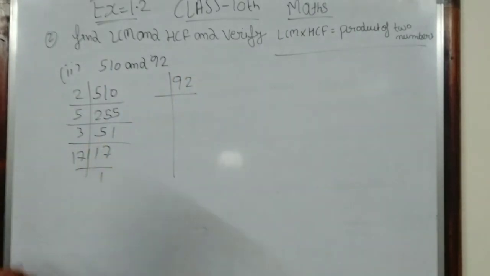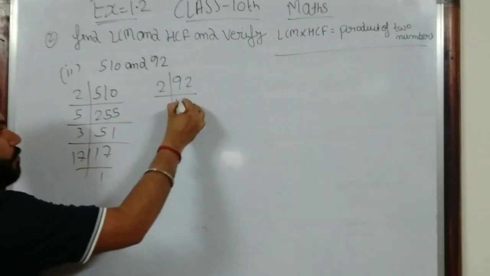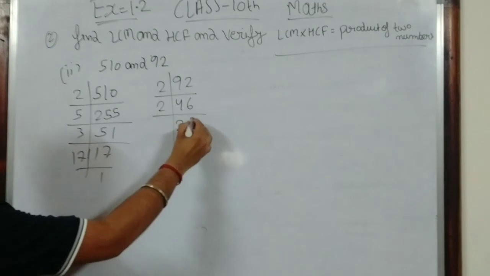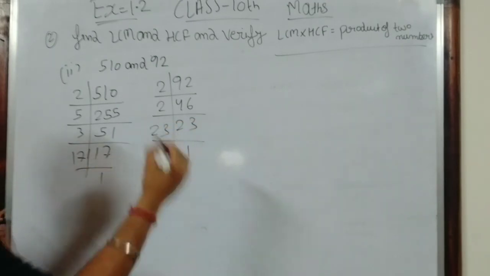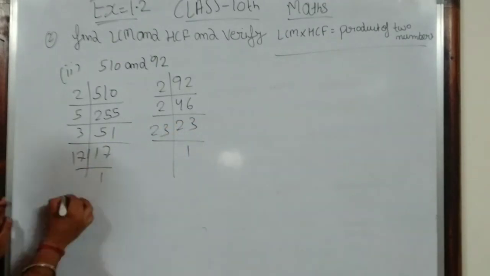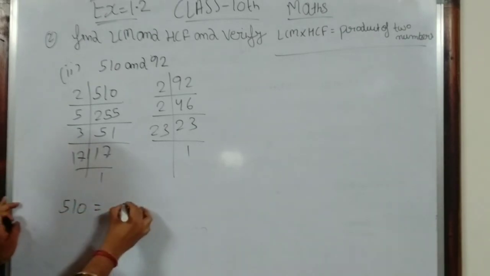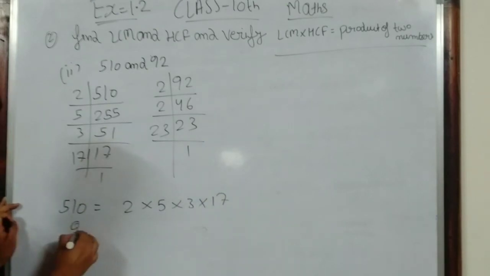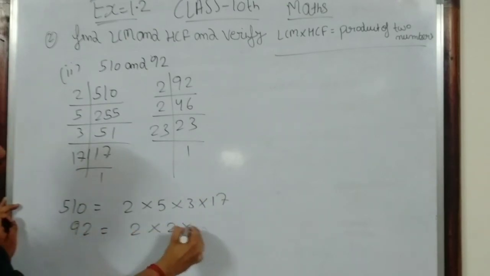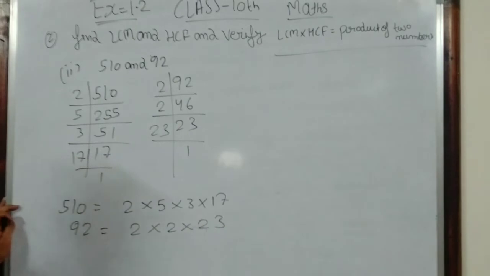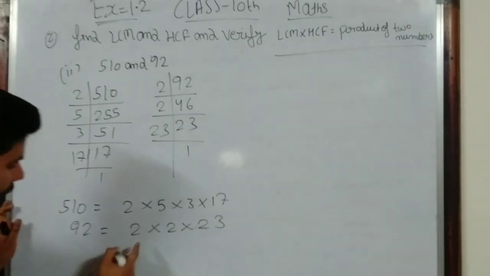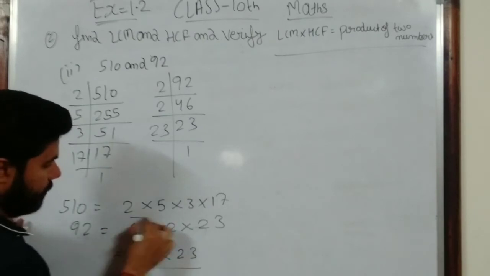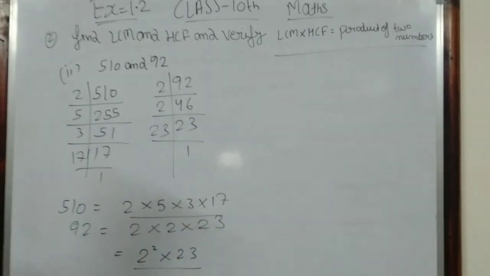And for 92, 2 into 46, and then with the 2 again, 2 into 23, and 23 is a prime number, so 23 into 1. So what is the prime factorization of 510? 2 into 5 into 3 into 17, and that of 92 is equal to 2 into 2 into 23. So these are the prime factorizations. We write it as 2 square into 23, written as a product of primes.